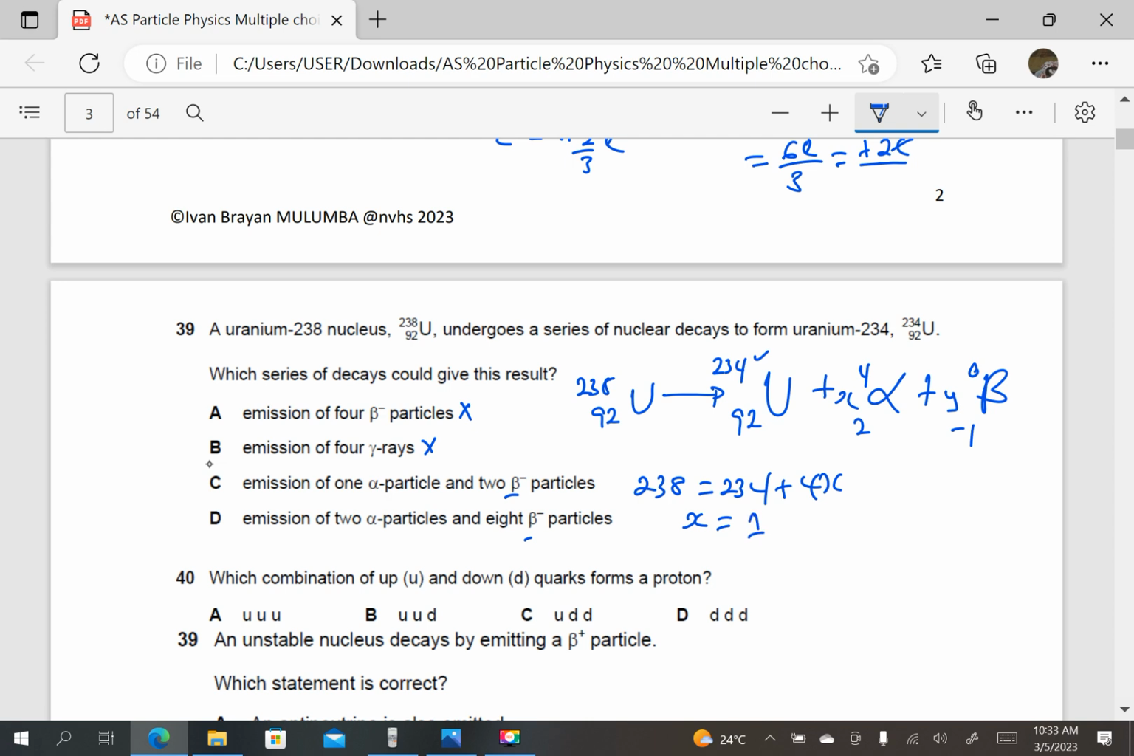Now let's balance the proton number. The proton number on the left hand side is 92. On the right hand side, there is 1 alpha particle. Of course, it means D is wrong because D is saying there are 2 alpha particles. Let's check the proton number. The proton number on the left is 92, on the right it should be 92 plus x times 2, which is 2 because x is already 1, then y times negative 1, so plus negative y. So when you take this to the other side, you get negative 2 equals negative y. So y is 2. So there are 2 beta particles. Therefore, the answer is C.